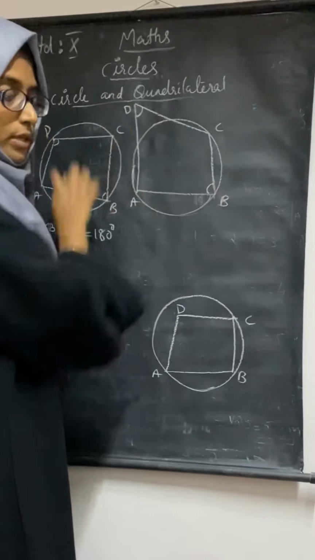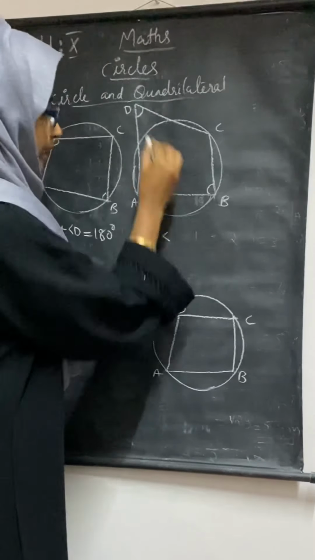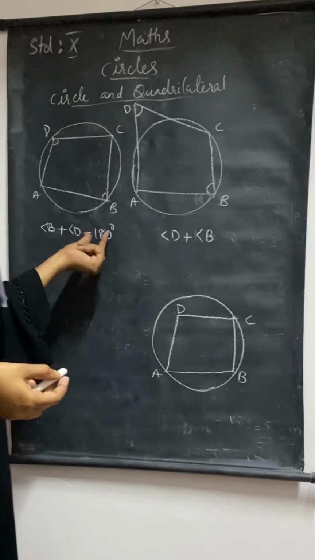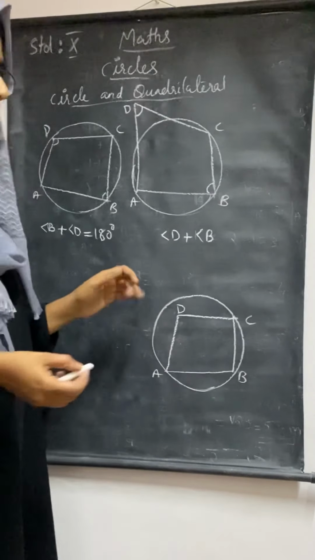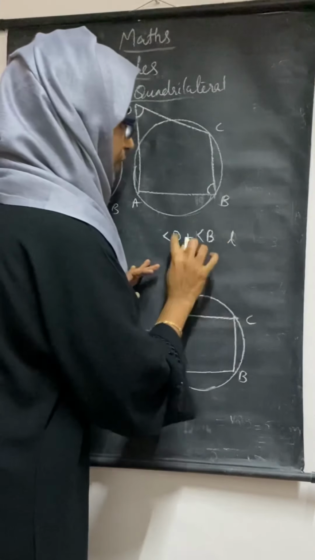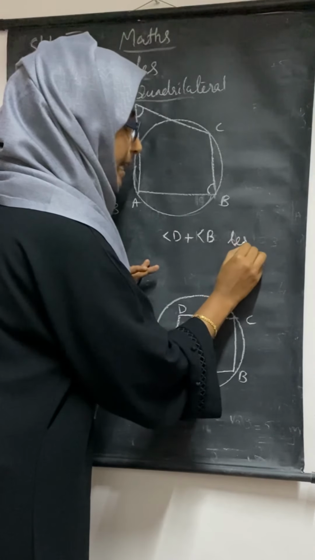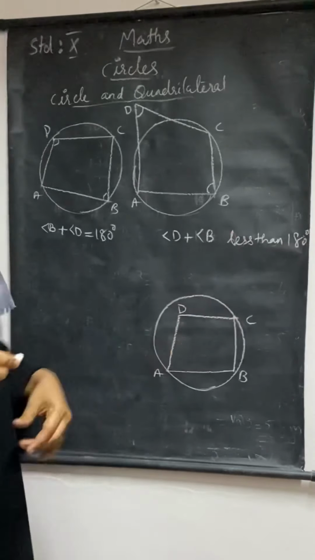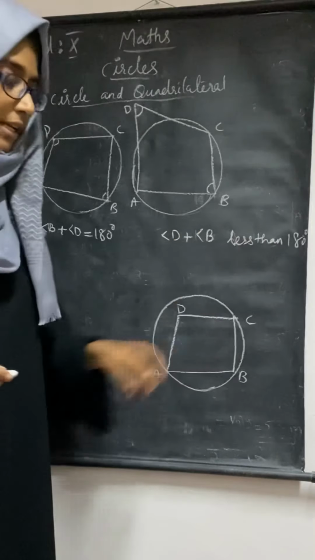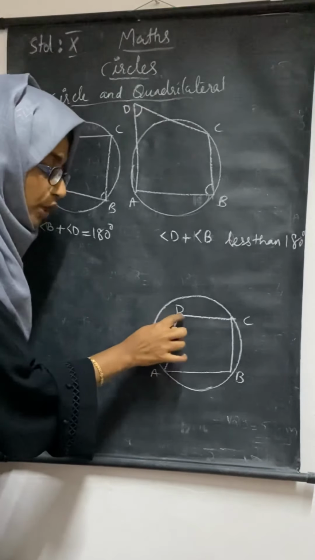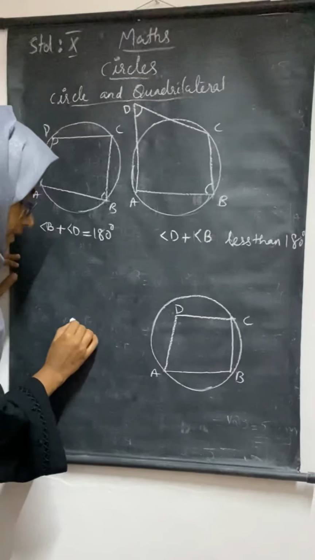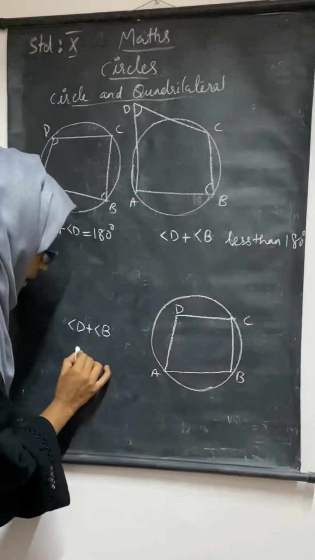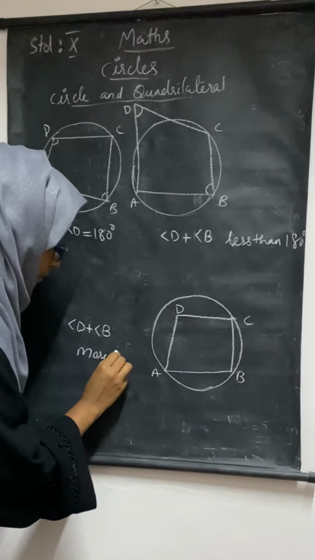If the point is outside the circle, angle D plus angle B, what will the answer be? Is it equal to 180? No, it will not be equal to 180. When you add B and D, you will get less than 180. Now what about this one? Whenever the point is inside the circle, angle D plus angle B will be more than 180.